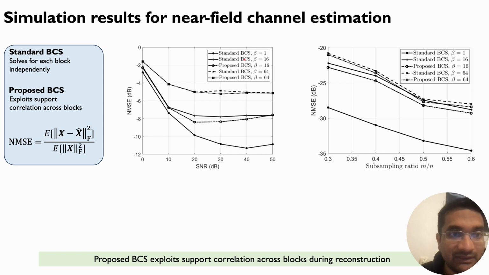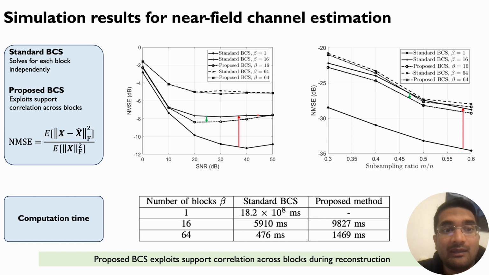As you can see over here, standard BCS for beta equals 1 is the same as standard compressed sensing, because if beta is 1, that means I don't partition the problem at all. Now partitioning into 16 subproblems worsens the performance, as you see here. With our proposed approach, which exploits support correlation across different blocks, you end up with lower NMSE when compared to standard BCS that solves for all the 16 blocks independently. So in this work, we showed that by exploiting support correlation across different blocks, you can enhance sparse recovery when compared to standard block compressed sensing.